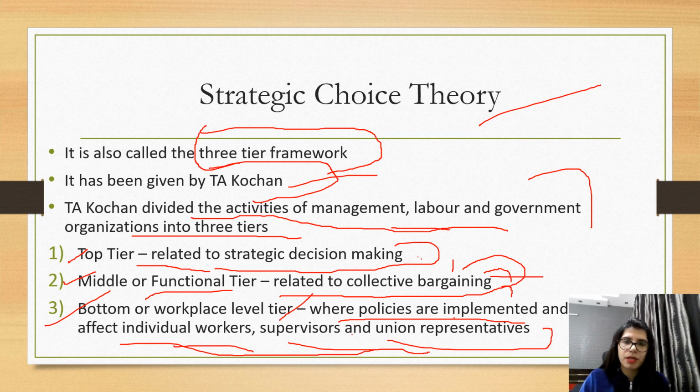So understood, top tier decision making, strategic decision making से related, middle tier collective bargaining से related. तो ये इनके इंटरेस्ट, जो लोअर लेवल वालों के इंटरेस्ट है, वो टॉप लेवल के आगे रखते हैं, ठीक है. सो पॉलिसीज बनाते हुए ये कंसिडर करते हैं कि इनकी क्या प्रॉब्लम्स हैं, मिडिल और फंक्शनल टियर, तभी कलेक्टिव बार्गेनिंग होता है यहाँ पे. और बॉटम वाला कहाँ है, जहाँ पे पॉलिसीज इंप्लीमेंट होती हैं, बॉटम और वर्क प्लेस लेवल टियर. So that's it for today's class.